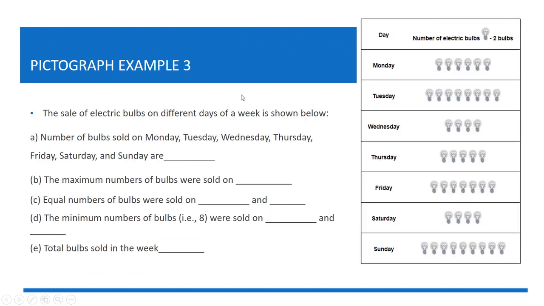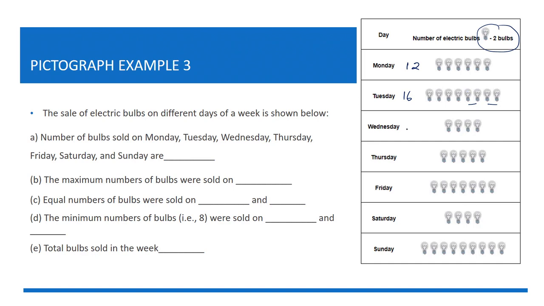Let us go with one more example here, right? In this case, the sale of electric bulbs on different days of a week is shown below. They have given that one bulb symbol represents 2 bulbs. How many are there here? 1, 2, 3, 4, 5, 6. 6 into 2, that is going to be 12. Let me write down here. Tuesday, 1, 2, 3, 4, 5, 6, 7, 8, correct? 8 twos are 16. Why 2? Because they have given here one bulb represents 2 bulbs.